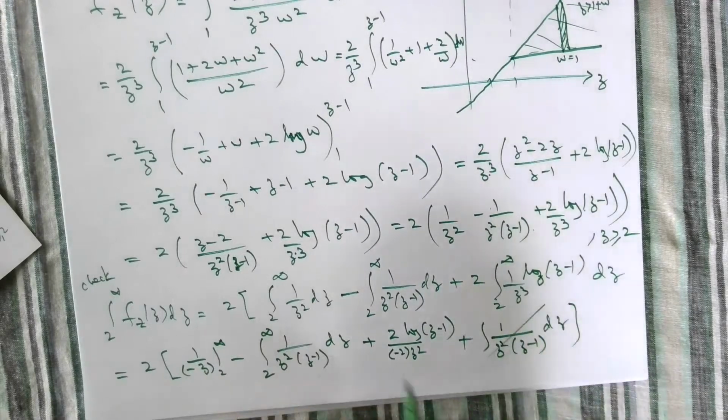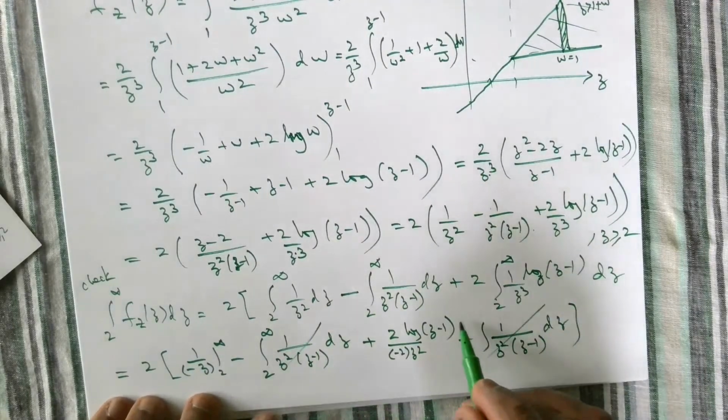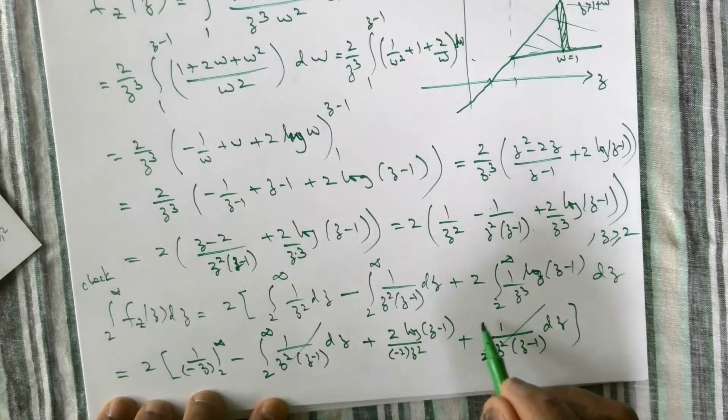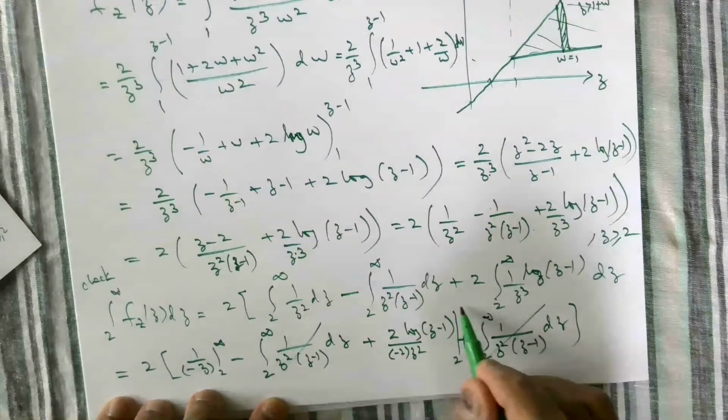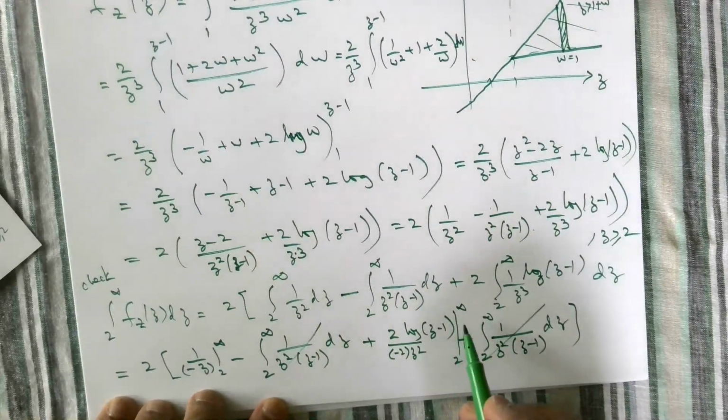And my hunch was right because this cancels with this. And remember here the limits are 2 to infinity. Notice what happens when you put infinity, because this grows much faster than this. So the upper limit is 1 over infinity squared, which is 0. That gobbles up this one.